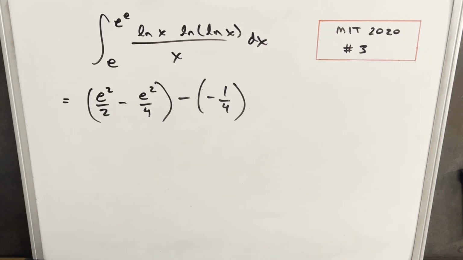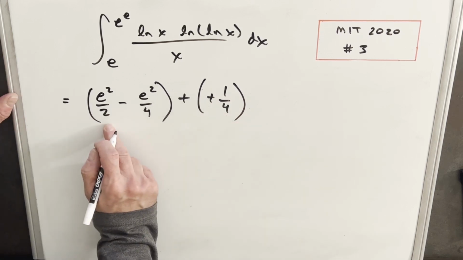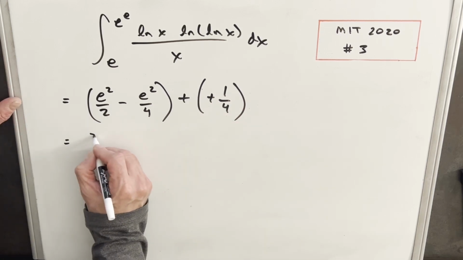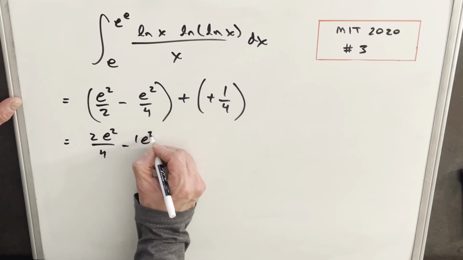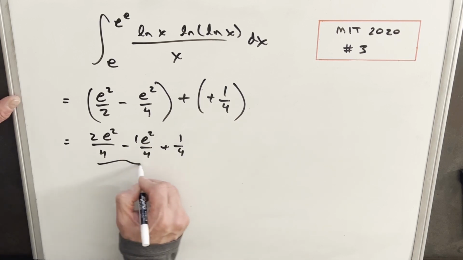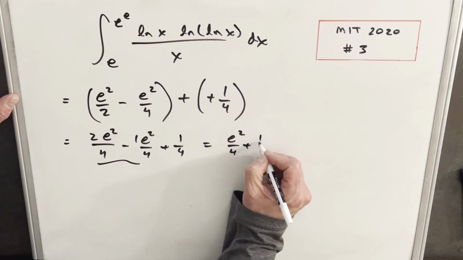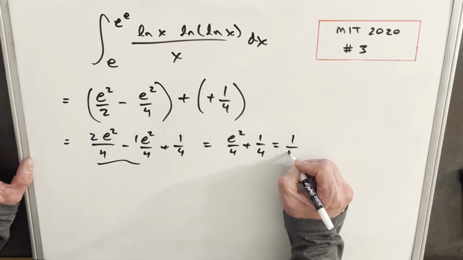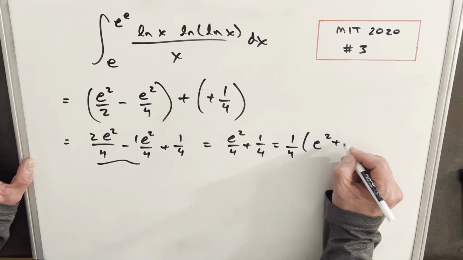Now with what we have left, let's just finish this off. Minus and minus is a plus. We can write this half e squared as 2 e squared over 4, minus 1 e squared over 4, plus 1/4. And then this is actually just going to be e squared over 4 plus 1 over 4. I'll just factor out a 1/4. So we have left for our final answer 1/4 times (e squared plus 1).